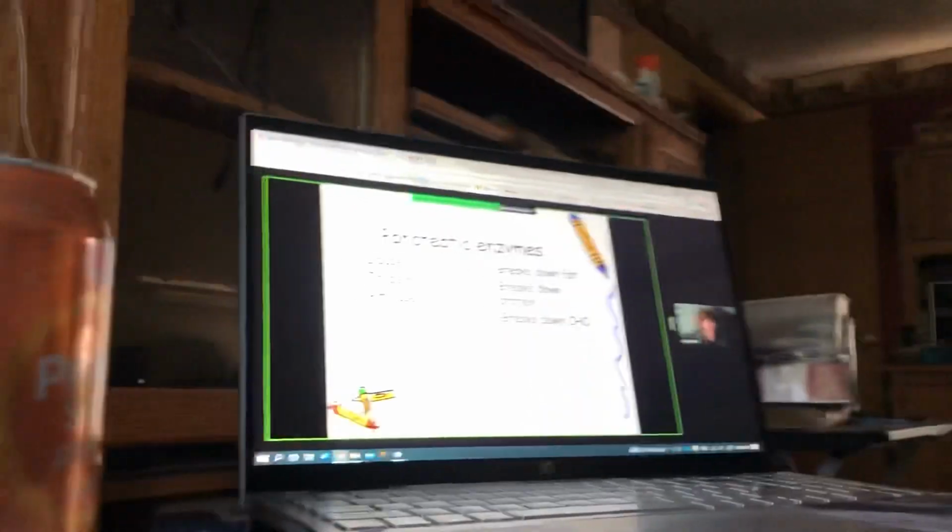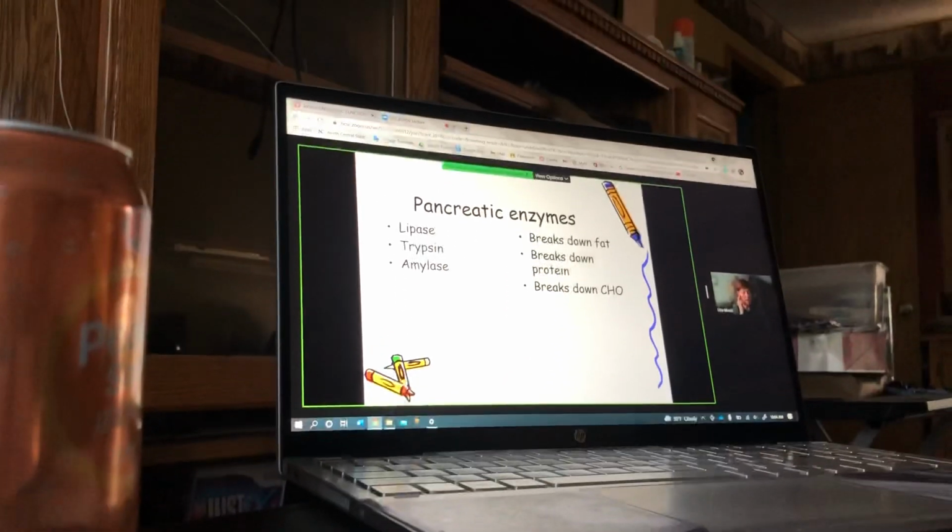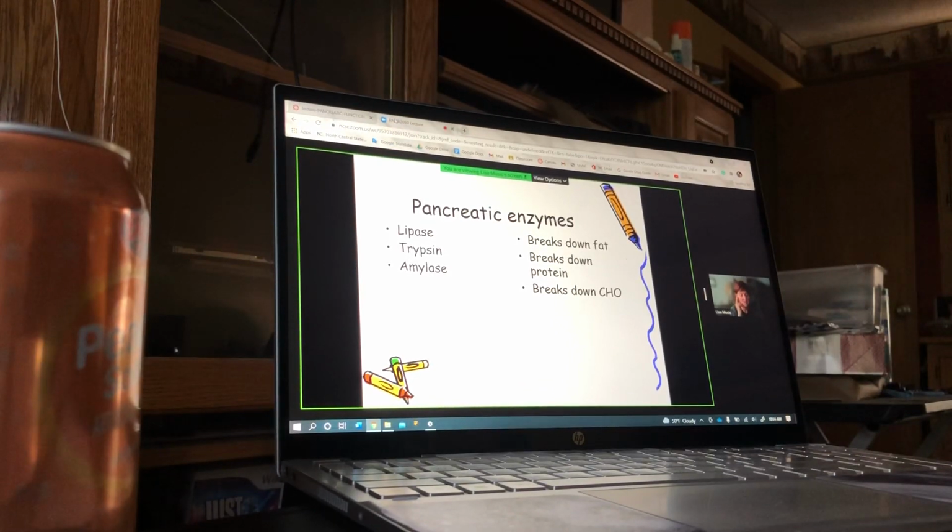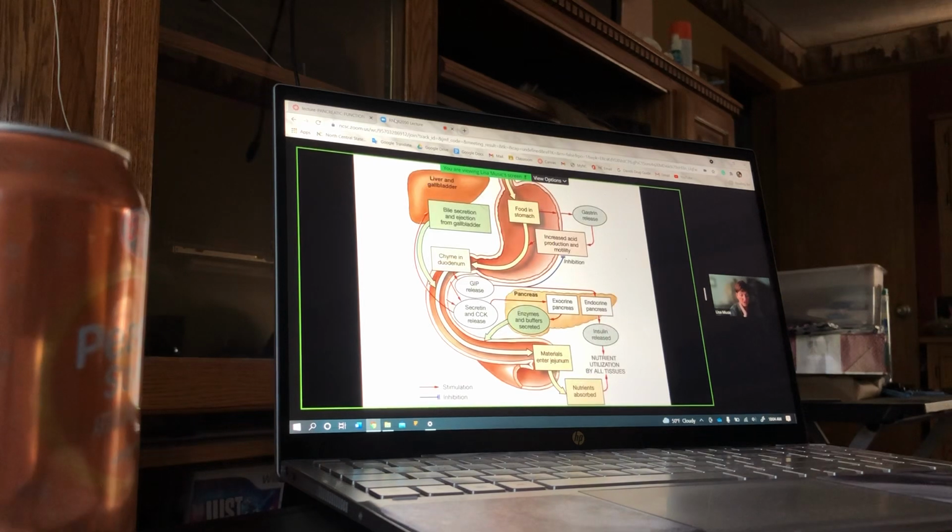On the next page, it says, describe the relationship between the cephalic, the gastric, and the intestinal phases of digestion. How does it stimulate pancreatic secretion? Well, you can see that in the cephalic phase, there's stimulus of the vagus nerve. That vagus nerve actually causes stimulation of the pancreatic secretions.